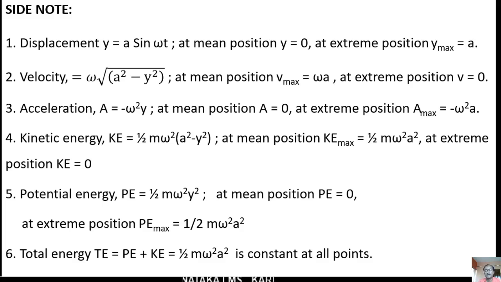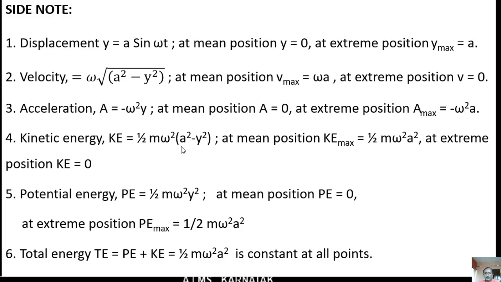Kinetic energy is 0 there. In the same way, acceleration a equals minus omega square y. At the mean position, that is the equilibrium position, the acceleration will be 0. When the particle comes to the equilibrium position, the acceleration is 0. At the extreme point, the acceleration will be maximum, that is minus omega square a. Y is replaced with a, the amplitude, because in the above case y equals a at maximum displacement. It becomes minus omega square a.